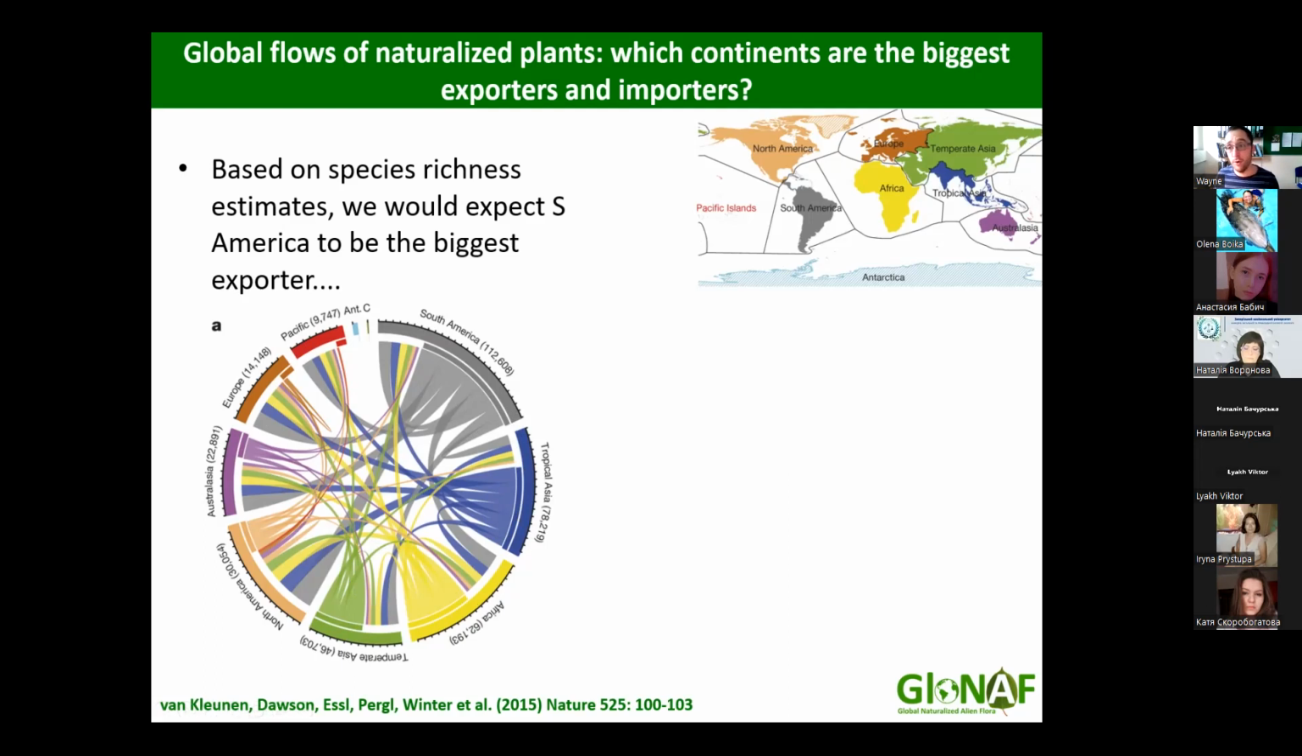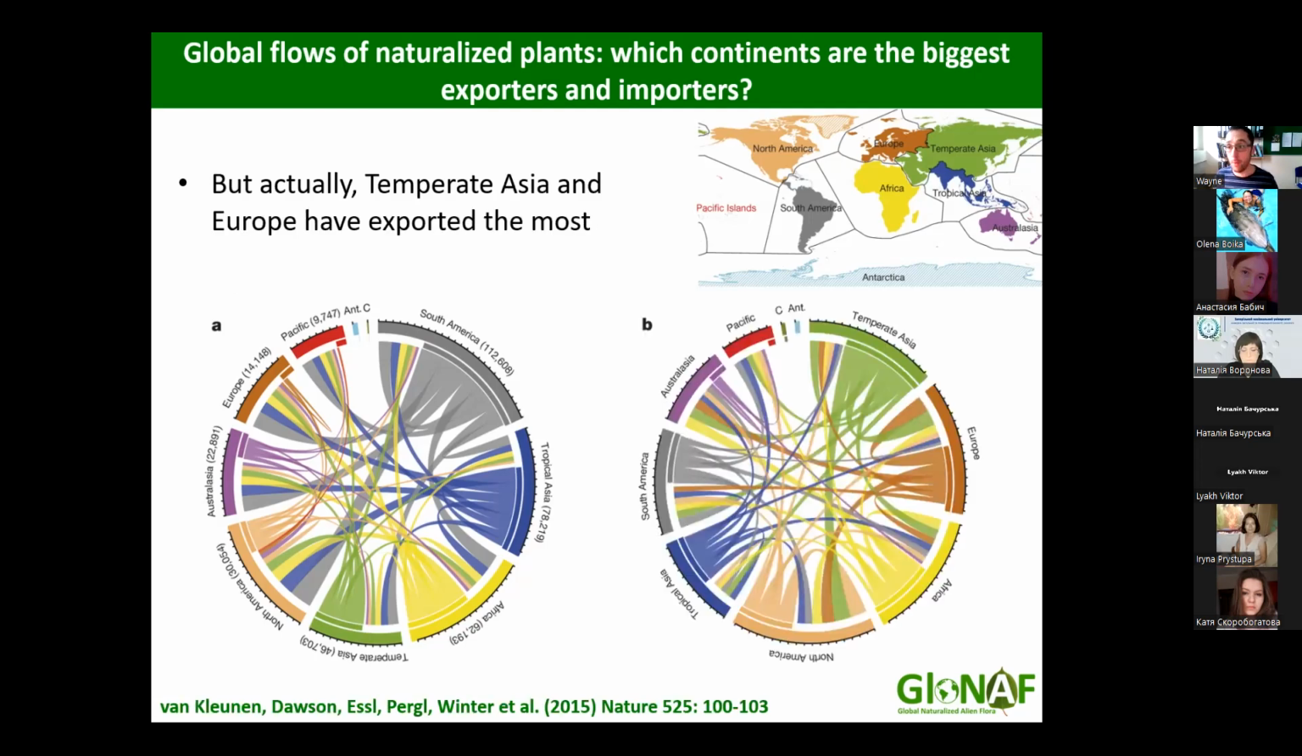And this is based on a null expectation that we're just randomly selecting species from the global flora and then introducing them somewhere in the world. If you think of that null expectation, if we were to do that, then there are more species in South America, so more South American species would naturally be introduced and naturalized elsewhere. Is that what we really find in reality? No, it actually isn't.